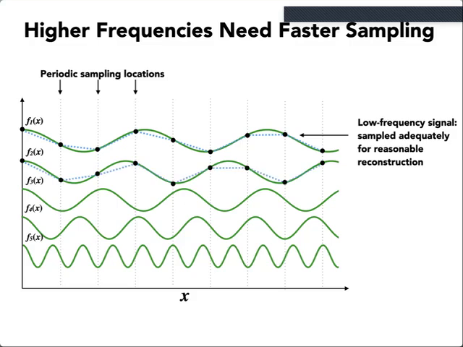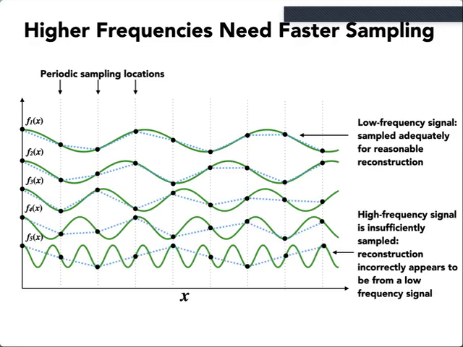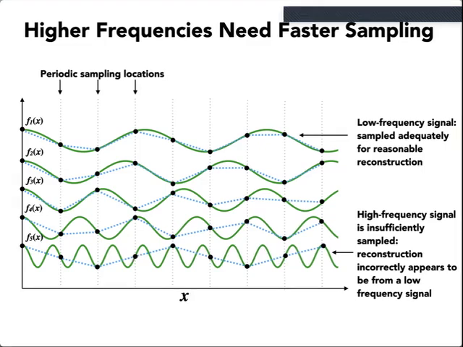It gets a little bit more error-like for the second one, which is higher frequency, and the error increases and increases to the point where when we have this high frequency signal here, the sampling locations that we have, if we try to interpolate between them, it doesn't capture at all the frequency or the rate of fluctuation of this f sub 5 of x. Okay, so this is the sense in which I mean higher frequencies need faster sampling.